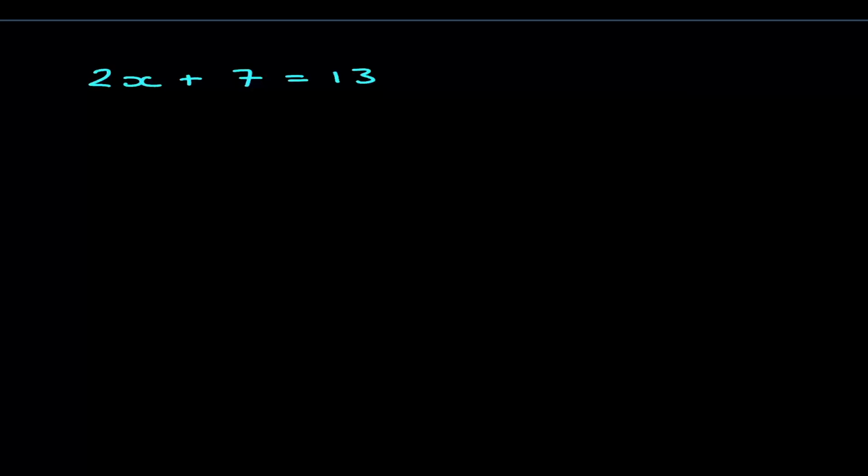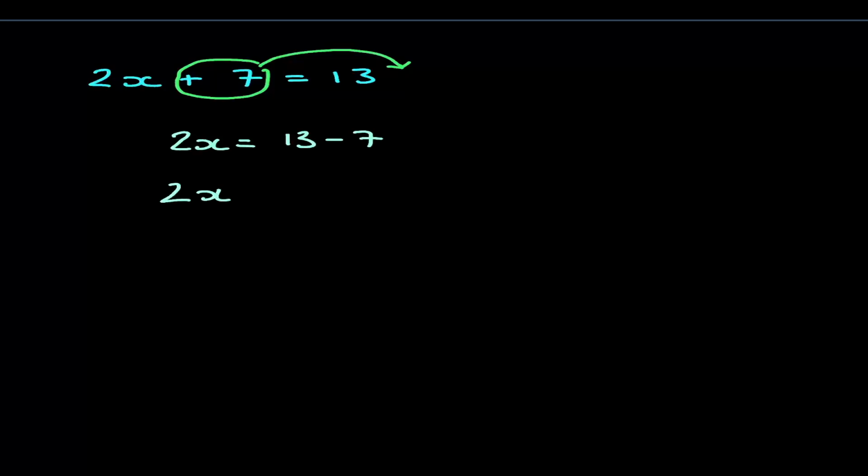So hopefully you've had a bit of a go. Let's go through this. I'm going to go through this a lot faster. So we're going to bring that 7 across. It is a positive on the left, so when you bring it to the right, it becomes negative. So you're just left with 2x over here, and 13 take 7. And 13 take 7, my dear friends, is 6.